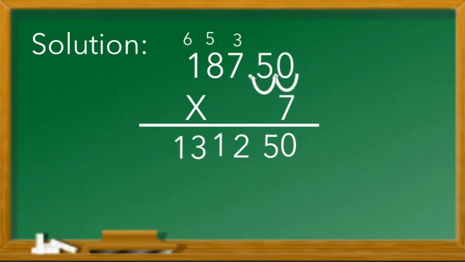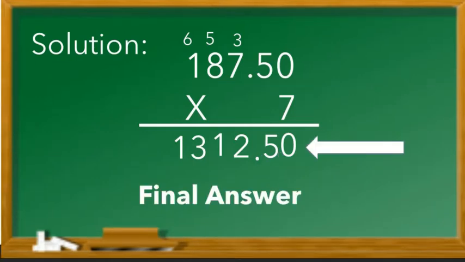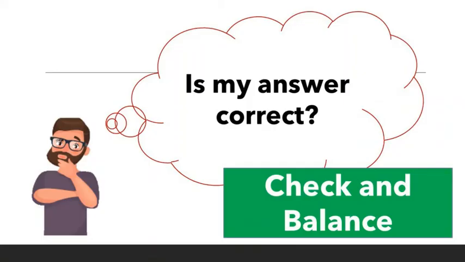The answer is 13. So I am going to count from right to left until I reach the decimal point. So 0 and 5. So the decimal point is after 0 and 5. So 1, 2, 1, 2. So the answer is 1,312 and 50 centavos.